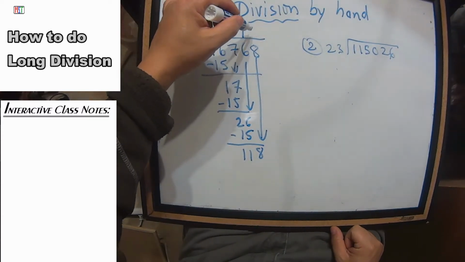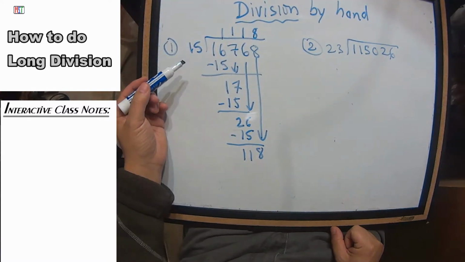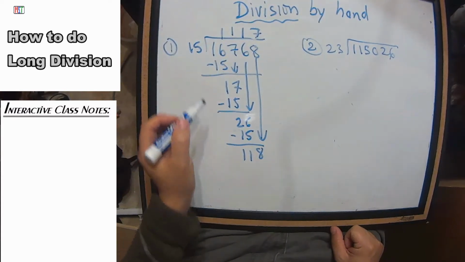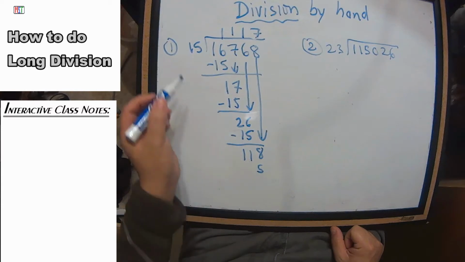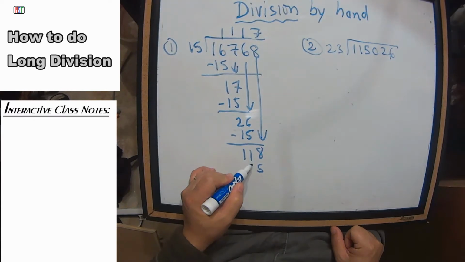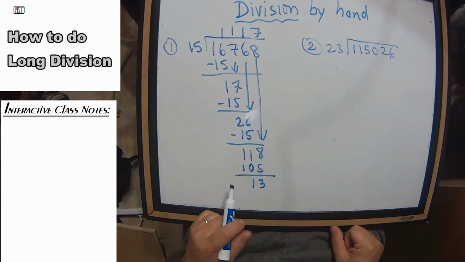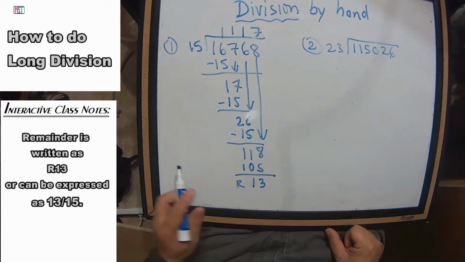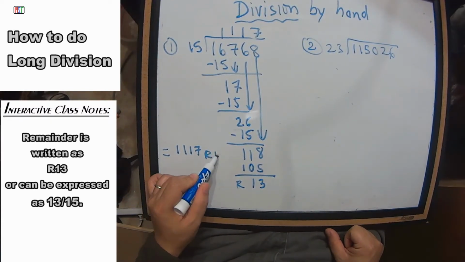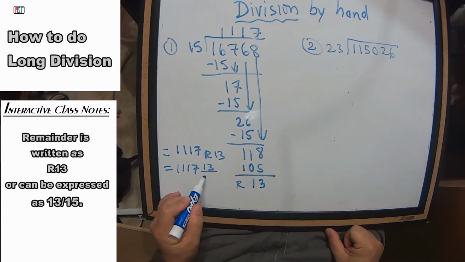This one requires a little bit of trial and error, right? Let's try 6, 7, 8. Would 8 work? Let's see. 8 times 15, that's a bit too high. So 7. 7 will work. Okay, 7 times 5 is 35, carry over 3. So 7 times 1 is 7 plus the 3, which is 10. So 105. Subtract the difference. We have a remainder 13. Okay, so the answer is 1,117 with the remainder 13. Or you can write it in fractional form as 1,117 and 13 over 15.